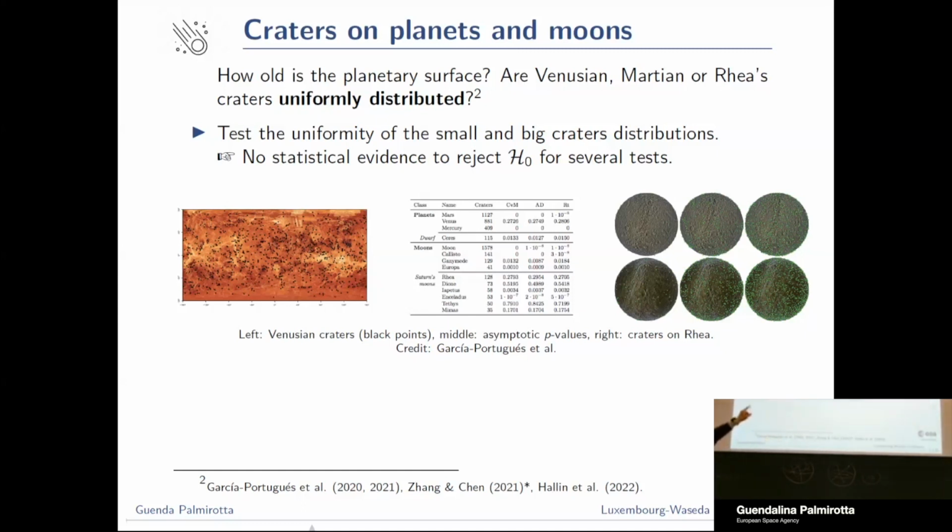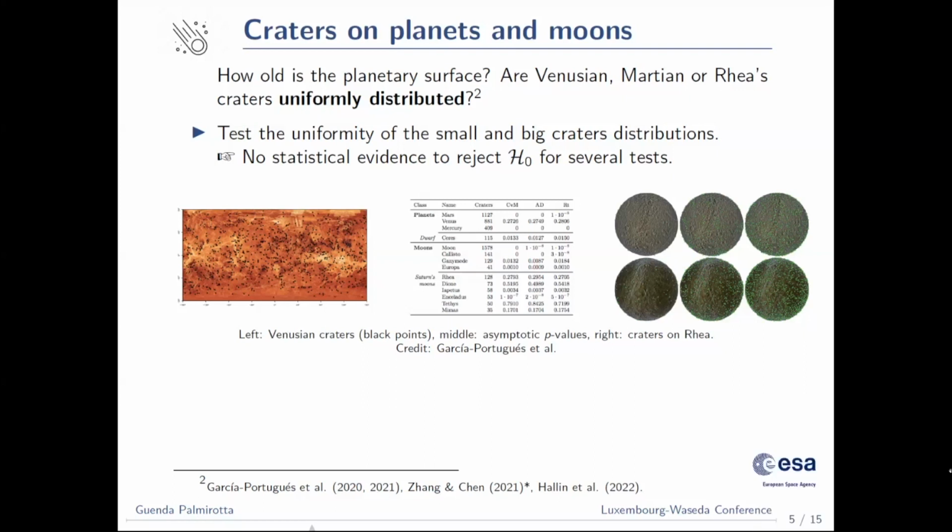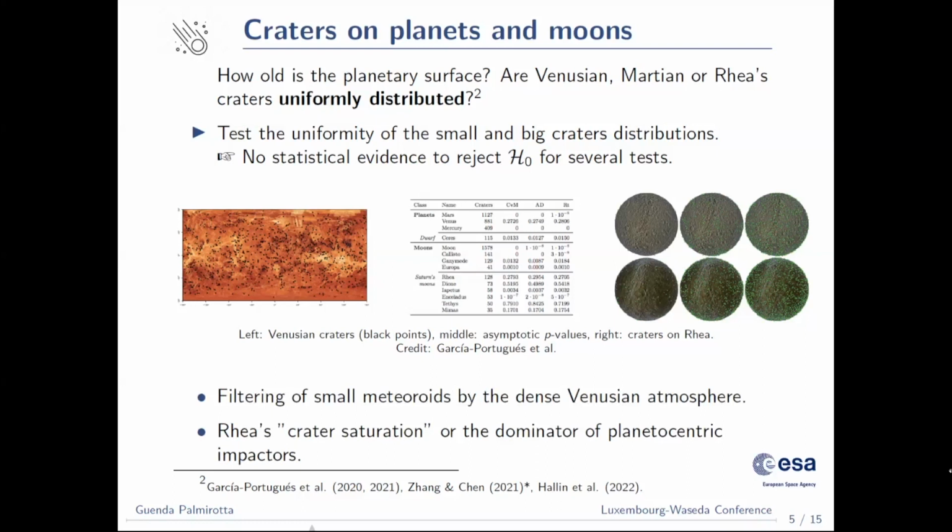So it is the Kramer-von Mises, Anderson-Darling, and Rothman test. And the most interesting case is really Venus, Mars, and Rhea. And the explanation of this rejection could be that Venus has a dense atmosphere, so it filters small meteorites that impact on Venus and create these craters. And for Rhea, it's maybe a crater saturation or a diminution of these planetocentric impactors.